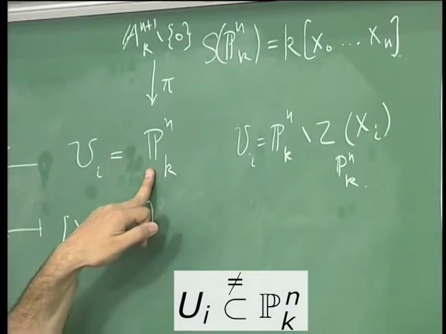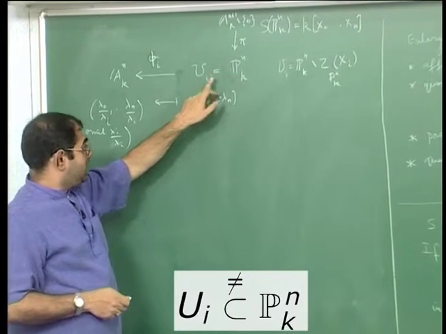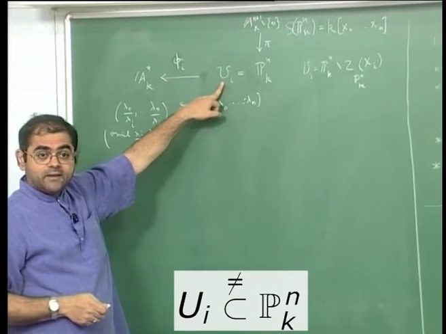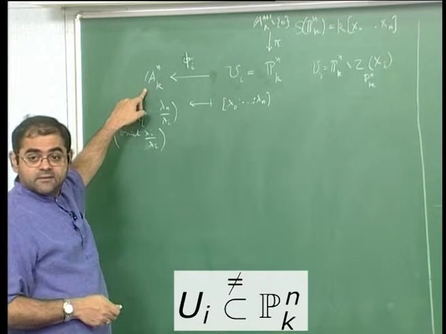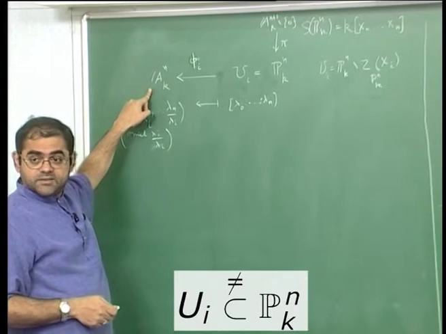Then this topology on Pn will induce a topology on the Ui, and for that topology phi is a homeomorphism with An having the usual Zariski topology.